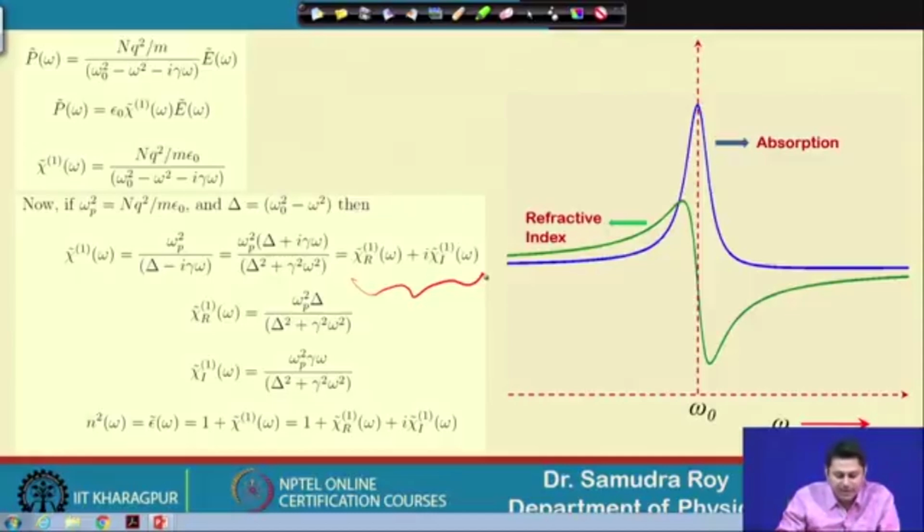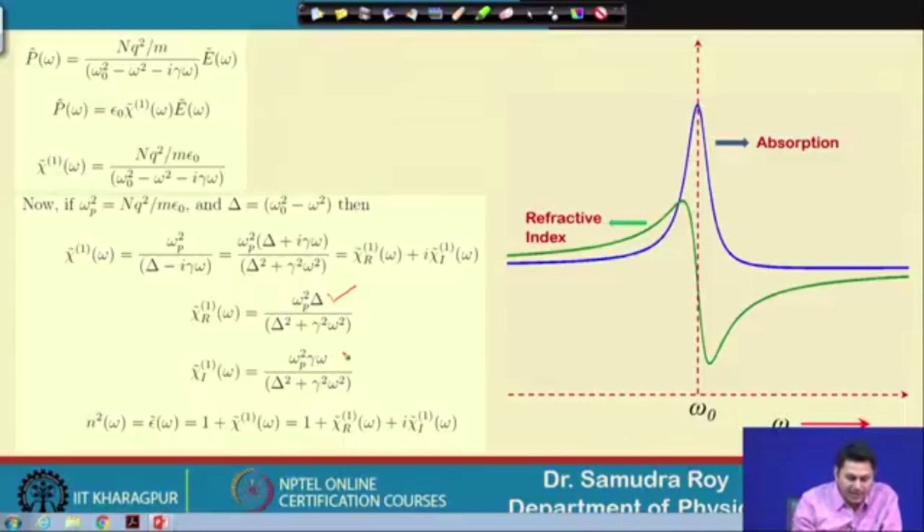Here chi r is the real part of the susceptibility, and chi i is the imaginary part of the susceptibility. So, now if I write the real and imaginary parts, we have two expressions in our hand, and these two expressions are very important. You can see that the real part contains delta in the numerator, and the imaginary part does not have any term like delta here.